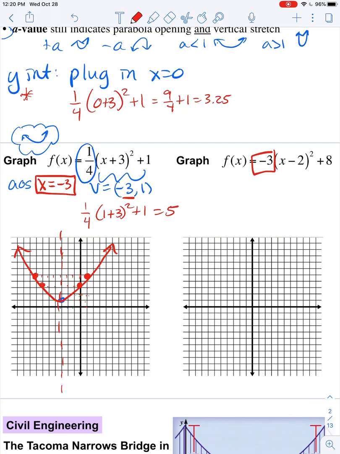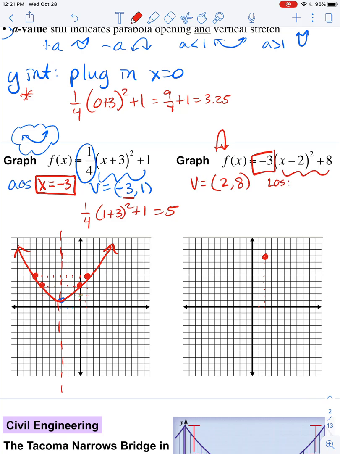Well, I know that it's going to open down and probably be skinny because 3 is greater than 1 and it is a negative value. So the first thing I want to find is my vertex because that's easy peasy. I use my eyes and I look here and I say I'm going to use the opposite of H, which is the thing inside the parentheses, and then I'm going to use the K value as is. So at 1, 2, 1, 2, 3, 4, 5, 6, 7, 8, I put my big old vertex.